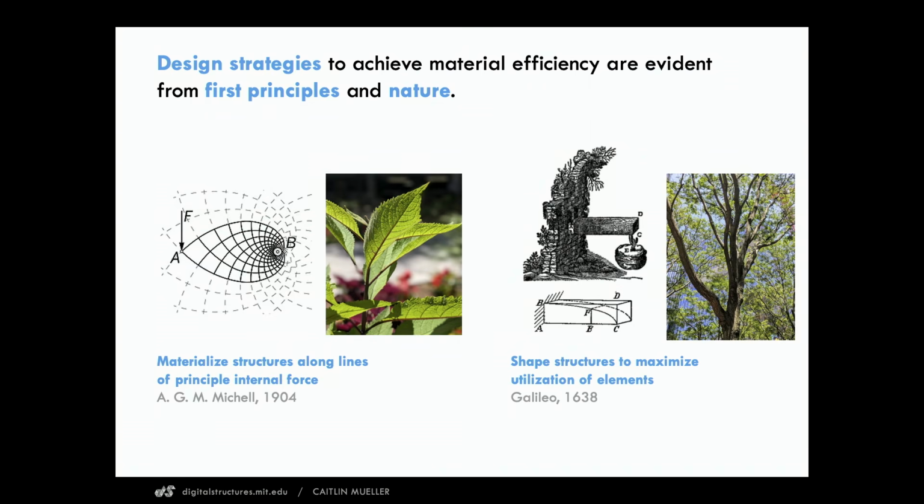We know how to use material efficiently. We've known from nature, from history, from structural mechanics. There are ways to wield material so that it can be used to its best capability, so it's maximally utilized. Things like following the beautiful lines of principal stresses in the veins of leaves, or shaping elements to remove material where it's unnecessary. These ideas go back hundreds of years, and yet they're relatively rare today.